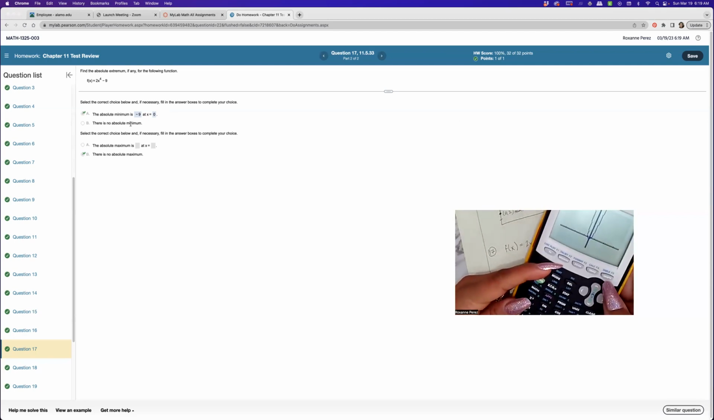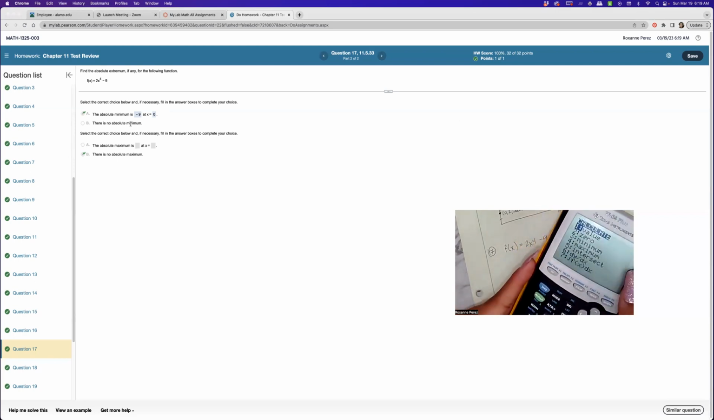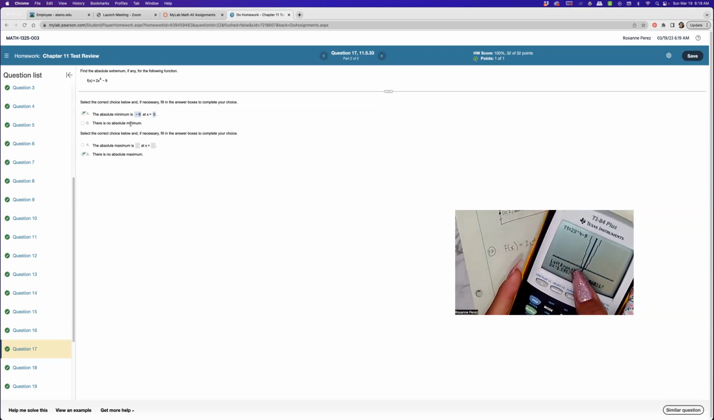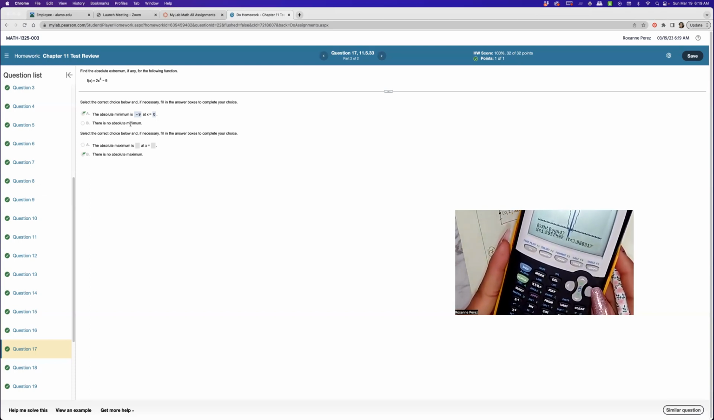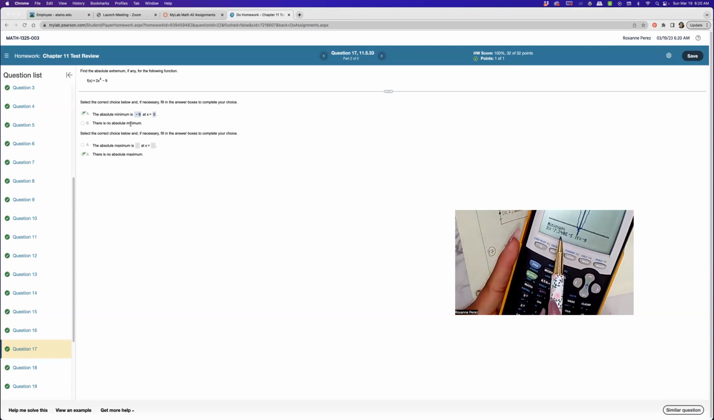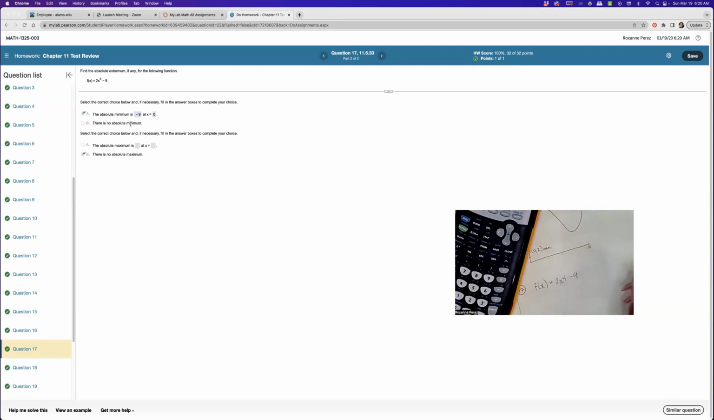So we're going to do second trace. We're doing a minimum now. So number 3. We're going to scroll slightly over to the left of the minimum point, hit enter. Scroll slightly to the right of the minimum point, hit enter again. And this is basically 0. Okay. So at x equals 0, y equals negative 9.